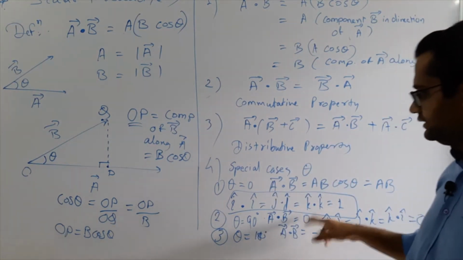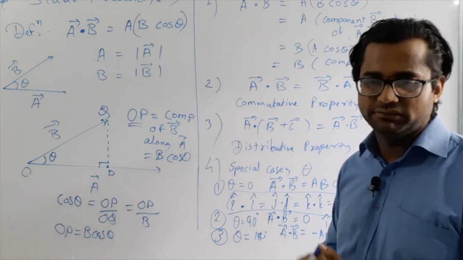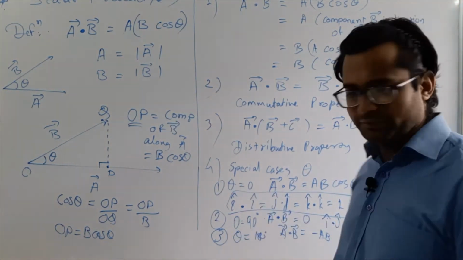If they are perpendicular, then their dot product is always 0. Okay, so these are the important results you have to remember. Now let us take the fifth property.